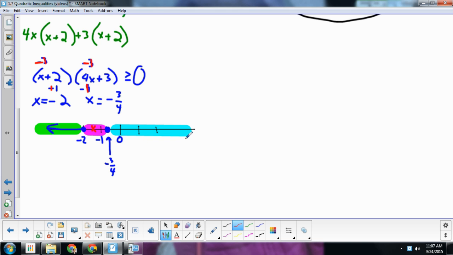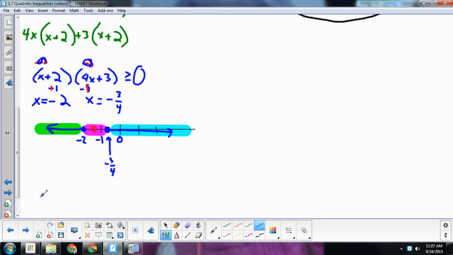Now, I'm going to bet that the right side of this is also going to work, but just to be sure, I'll plug in a number like 0. If I plug in 0, 0 plus 2 is 2, 0 times 4 is 0, plus 3 is 3, and 2 times 3 is 6, which is greater than 0. All of these points are also going to work. So I've got two different sections to my graph.